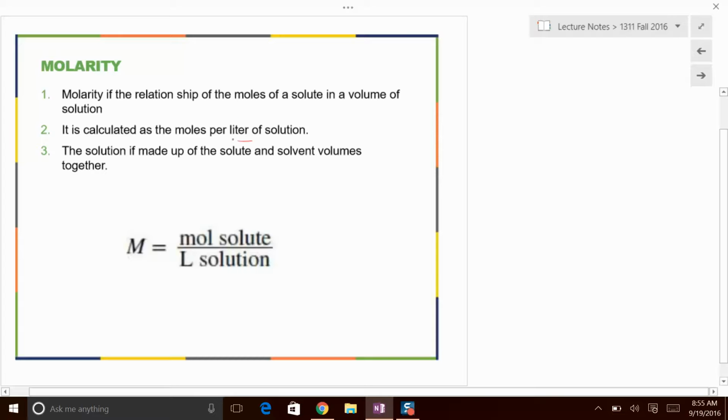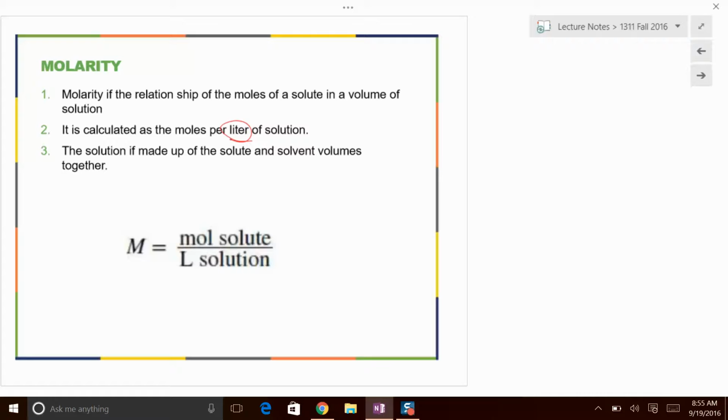Molarity is the relationship of the moles of a solute in a volume of solution. It is calculated as the moles per liter. That's important. Per liter. It has to be in liters volume. If it's in milliliters, you are going to have to change it to liters because it can only be in liter volumes. So the solution is made up of the solute and solvent volumes together. So here is the molarity: the moles of the solute over the liters of solution.